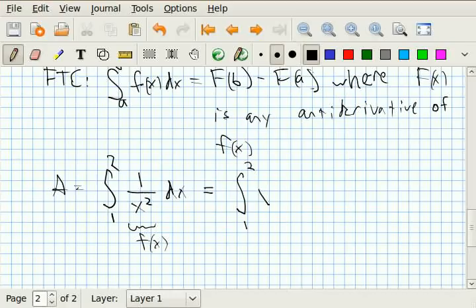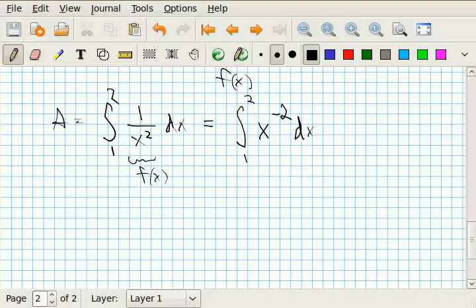So we need to write this as x to the power negative 2. Okay, so the next question is, what function is an antiderivative of this? Well, to find a function that is the antiderivative of x to the power negative 2, we use the power rule.